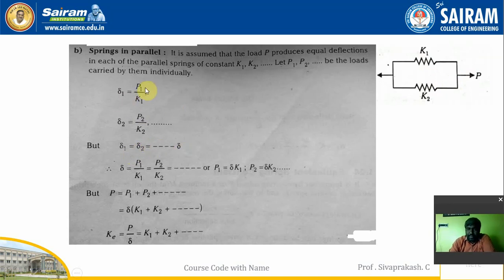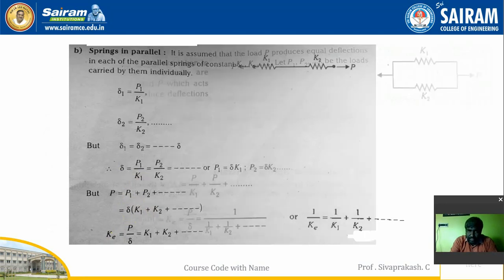Delta 1 is nothing but the load by stiffness. So delta 1 is equal to P1 by K1. Substituting that, you get P1 by K1 equal to P2 by K2, which equals P by K. Now P is equal to P1 plus P2, and P1 is delta into K. Taking delta common, it will be K1 plus K2. So when the springs are connected in parallel, the equivalent stiffness Ke will be equal to K1 plus K2 plus K3. It is just a summation.